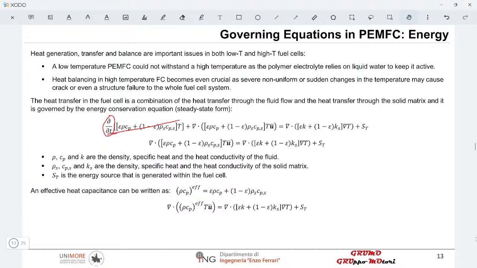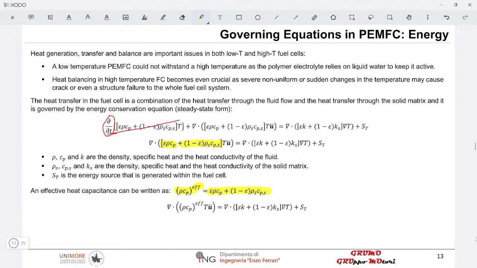In porous materials, we will have both a fluid and a solid. So what is the effective heat capacitance? We can use the porosity as a volume weighting operator. The porosity is de facto the volume fraction of fluid. So the effective heat capacitance will be the porosity times the heat capacitance of the fluid material plus the complement to unity, so the solid volume fraction, times the heat capacitance of the solid material. Okay, this is what we can call an effective heat capacitance.